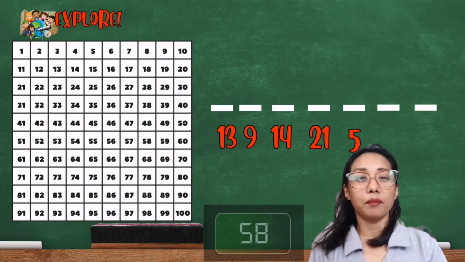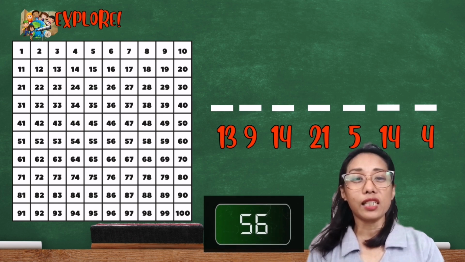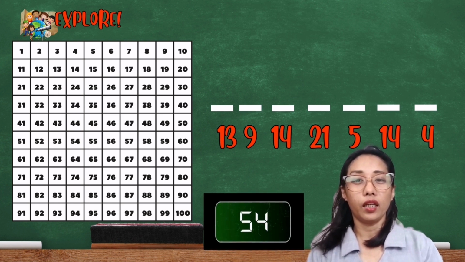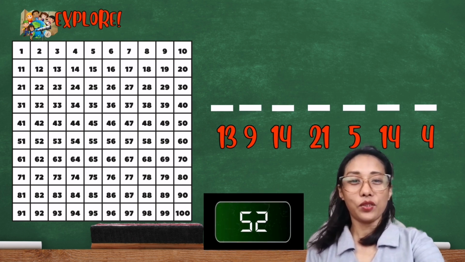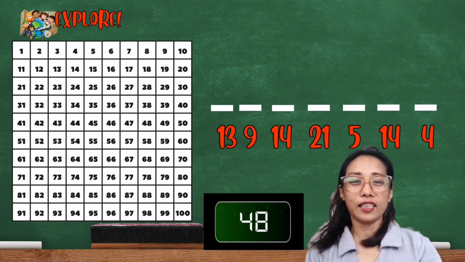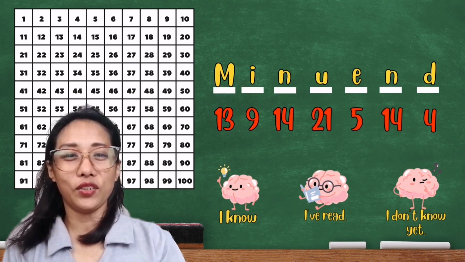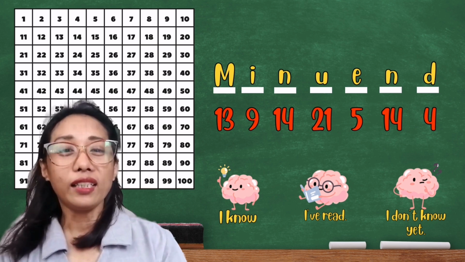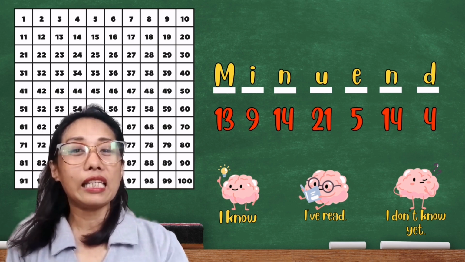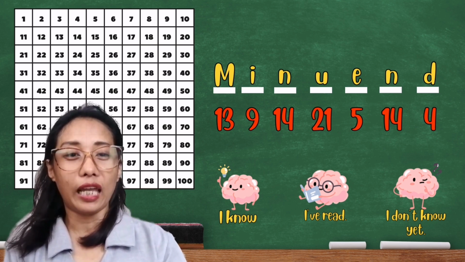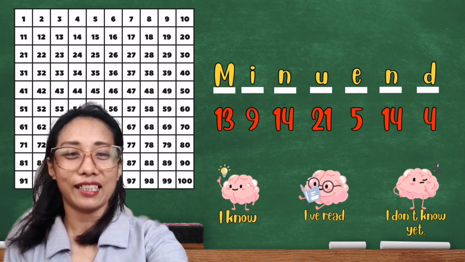May I call on Liam? Alright, I will give you 60 seconds to decode the word. Are you ready? Time starts now. Alright, the answer is minuend. That is correct. What is a minuend? Minuend is the first digit number in a subtraction sentence.